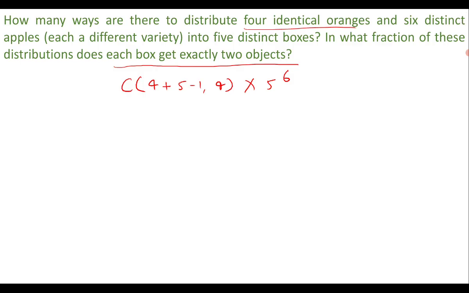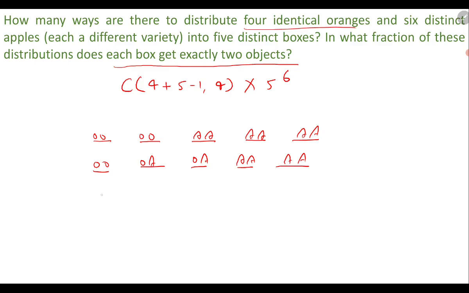So 4 oranges are there and 5 boxes. You can say that two boxes have 2 oranges each, and apples in the remaining. But the other possibilities are: one box has 2 oranges, one orange and one apple in 2 boxes, and then 2 apples; or I can put oranges in 4 boxes and 2 apples.